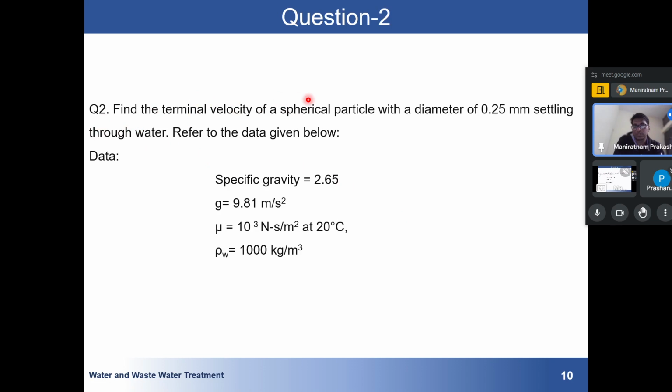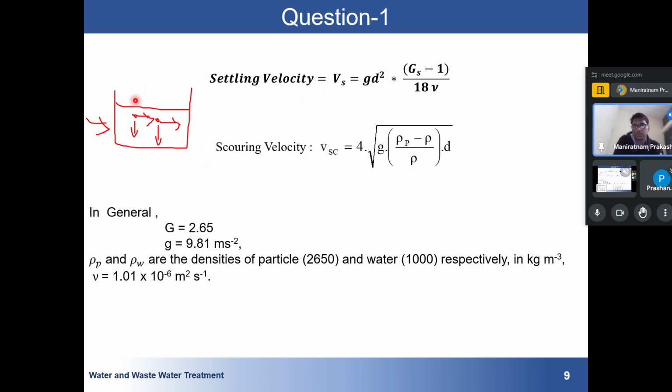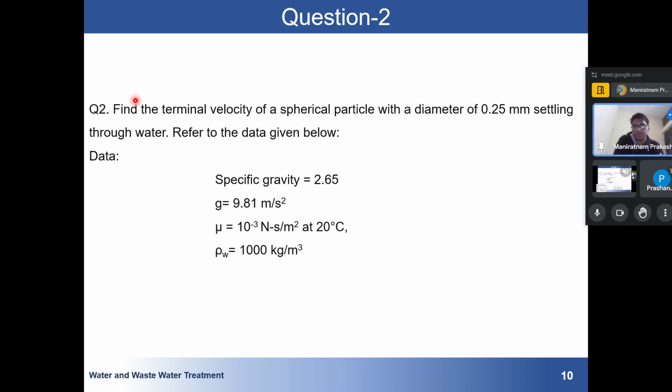Coming to the second question, which is related to this derivation only. Find the terminal velocity of a spherical particle with a diameter of 0.2 mm settling through water. Refer to the data given below. You have been given this data, and you have to find the terminal velocity. Terminal velocity means settling velocity only.